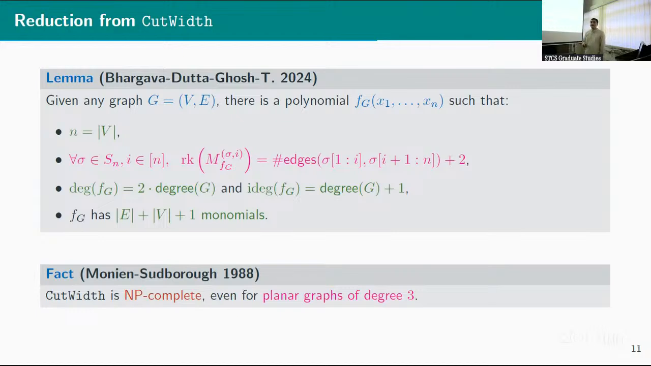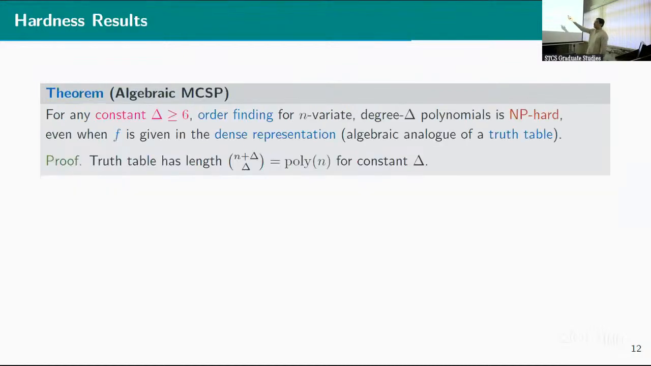Because this degree is constant, you have the dense representation. This is where the algebraic MCSP thing comes from. This 6 is basically 2 times 3. So from a degree 6 polynomial, this is going to be an n to the 6 size vector of coefficients. I'll give you that, and this will give you the graph in some sense. But still, even if you know the graph, what will you do? You can't find out the cut width unless P equals NP.